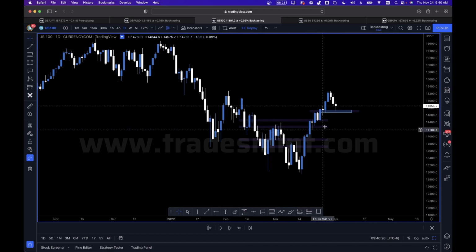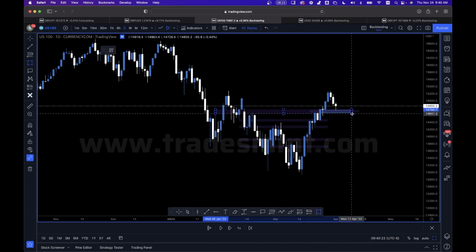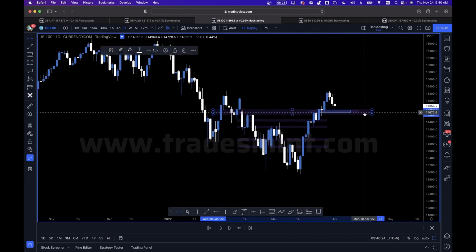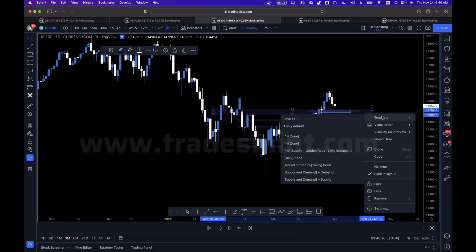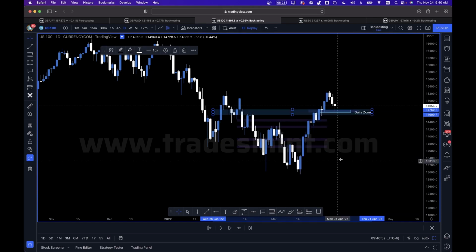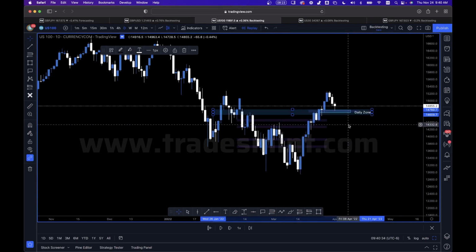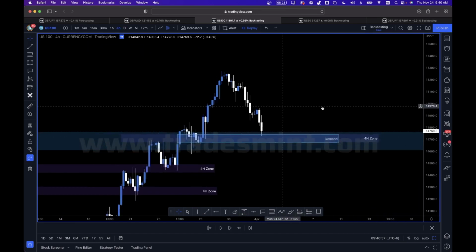This is a daily zone right here, right? So this is a strong, powerful zone. So market structure, uptrend. It's in the markup phase. Zone, it's on a daily zone as well as 4-hour zone, and then 4-hour demand zone. So our zones are solid.